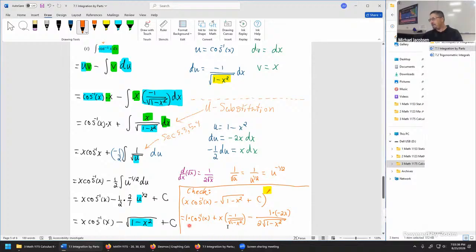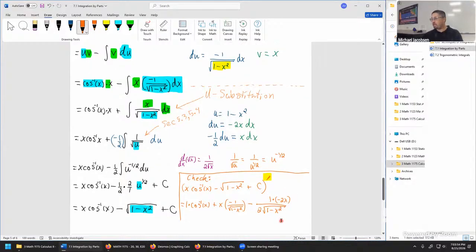So we're left with a good amount of mess, right? But the closer you look at this, this is not too bad. This is altogether negative x over the root of 1 minus x squared. Here, the 2's cancel, the negatives cancel. That's positive x over the root of 1 minus x squared.